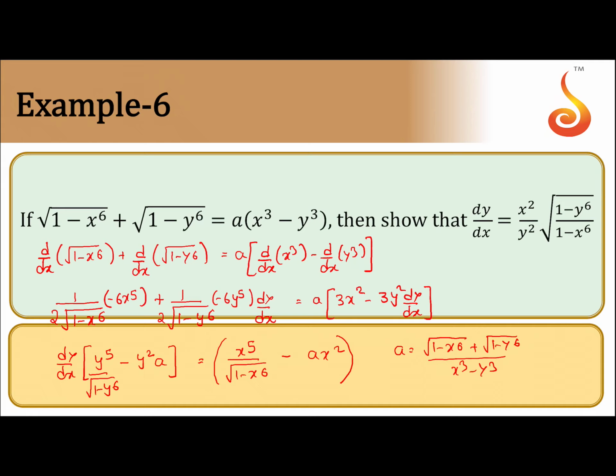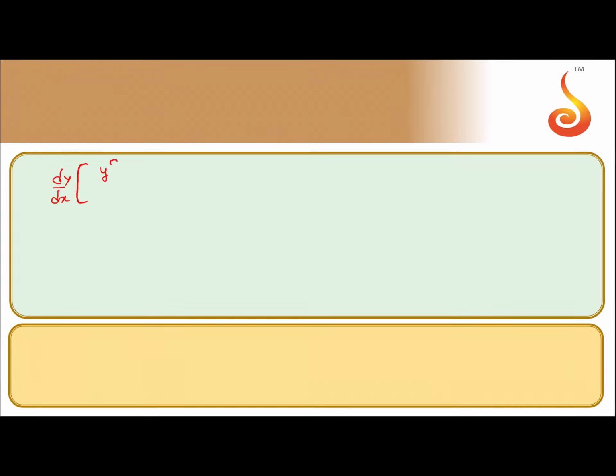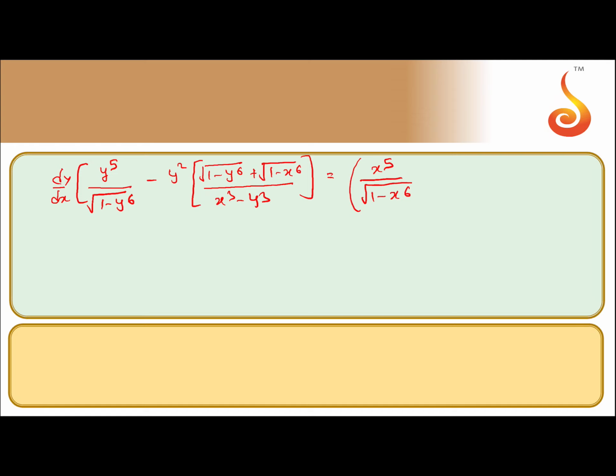Okay, so let us substitute this value to get the required result. So what we got is dy by dx into y to the power 5 by under root of 1 minus y to the power 6 minus y square, where a is under root of 1 minus y to the power 6 plus under root of 1 minus x to the power 6 by x cube minus y cube, is equal to, let us see this side, the same way, x to the power 5 by under root of 1 minus x to the power 6 minus x square into under root of 1 minus y to the power 6 plus under root of 1 minus x to the power 6 divided by x cube minus y cube.